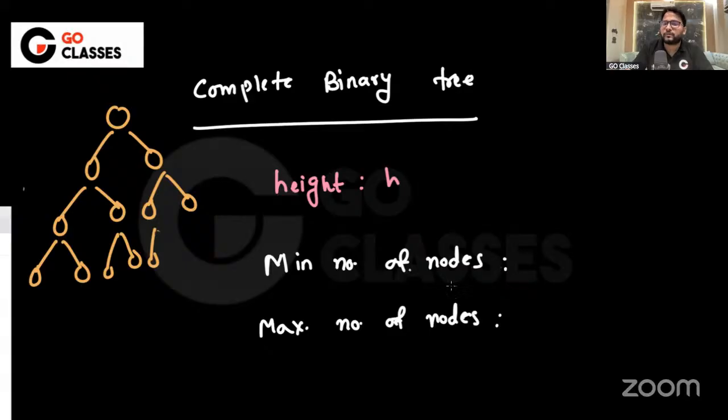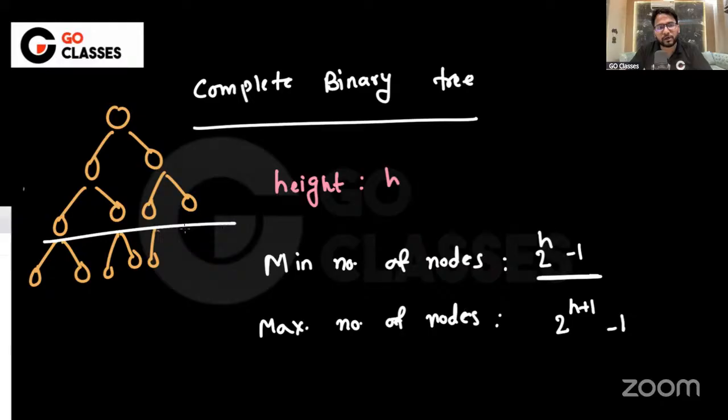See, maximum will be the same as earlier. Currently I'm asking the total number of nodes. So how many total nodes will be there? 2 power h plus 1 minus 1. Okay, that's the maximum. Minimum will be, instead of h, you can put h minus 1. So 2 power h minus 1. This is basically till this point, but for the minimum for height h, one more should be there. So plus 1, which is 2 power h, right?